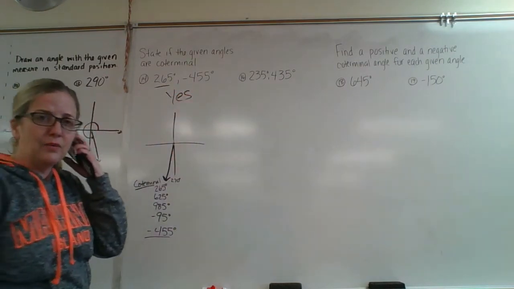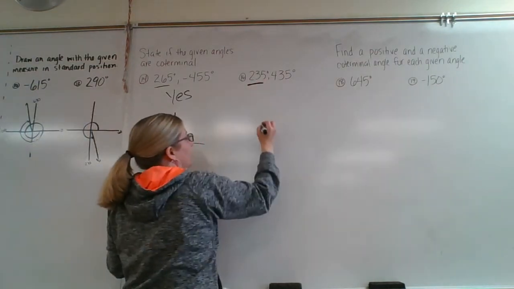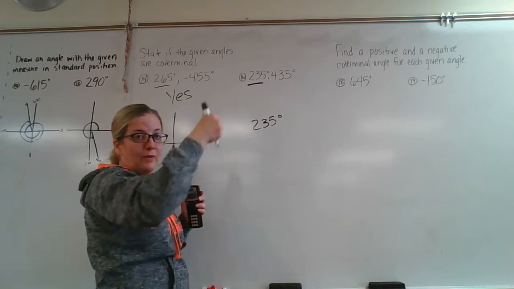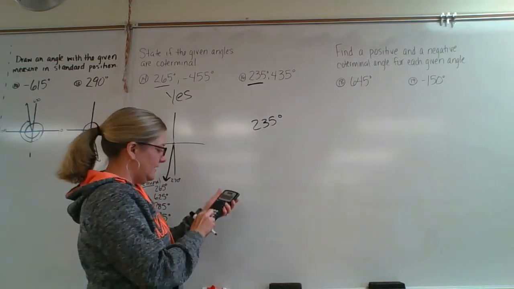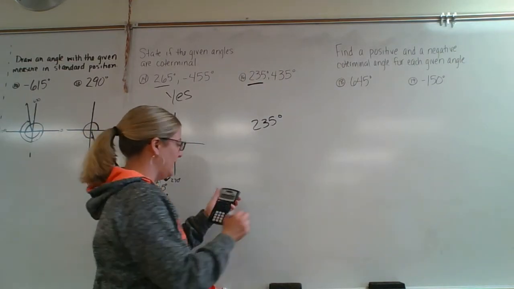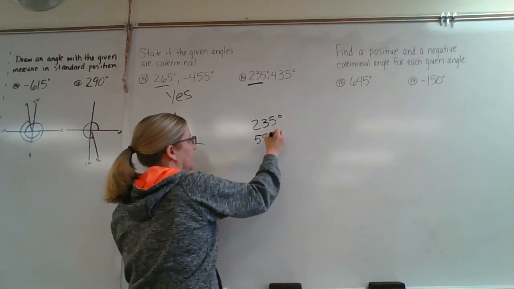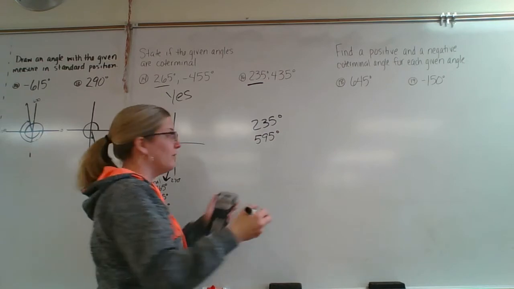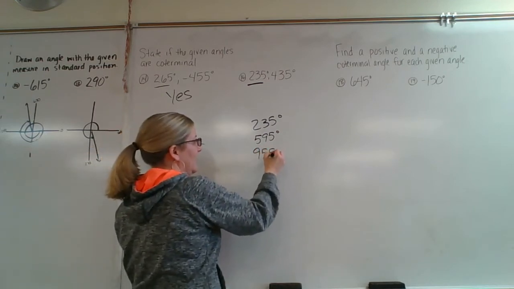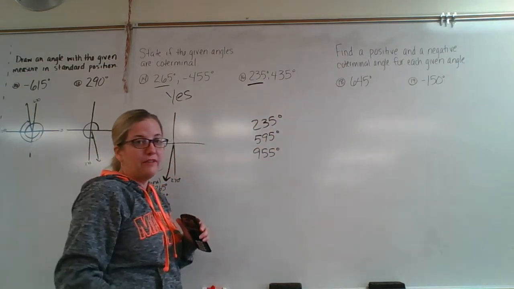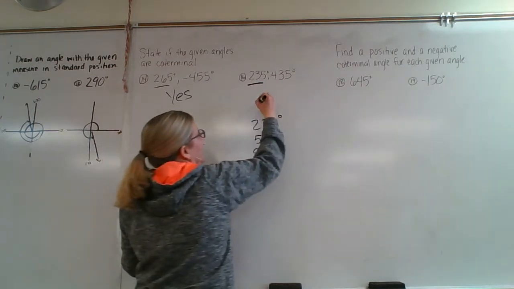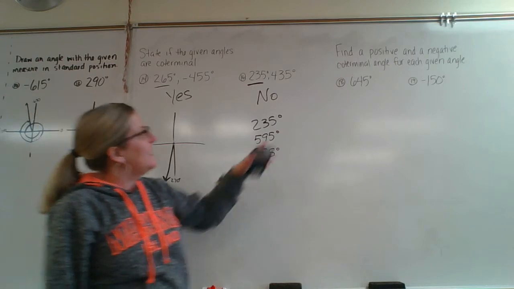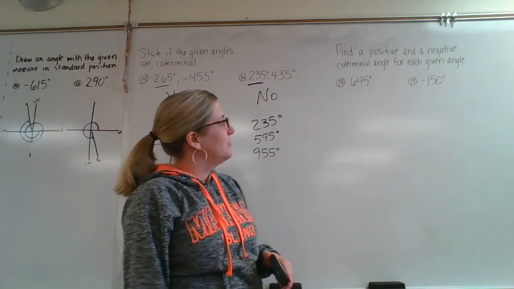Okay, let's try the second one. Starting at 235, let's make a list of all the coterminal angles. Now I'm checking a positive, so I want to go up. I want to be adding. So let's take 235 and add 360. And what do I get? 595 degrees. If I add 360 again, I'm just going to get bigger and bigger numbers, right? Is there any way I'm ever going to get 435 in this list? No, it is not going to be in my coterminal list. Not possible.